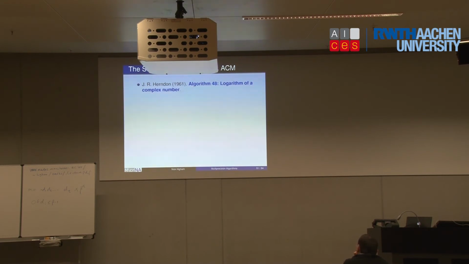So Algol had a log of a real number, but it didn't even have a complex number type, let alone functions on complex numbers. So people wrote codes to do log of a complex number, where the complex number was represented as x plus iy with x and y real variables. So there was the first example. Herndon in 1961 wrote this paper, Algorithm 48.